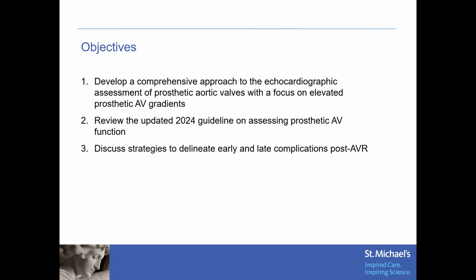So really the objectives that we're going to try to cover is, at the end of the talk, to develop a comprehensive approach to the echocardiographic assessment of prosthetic aortic valves, particularly focusing on elevated gradients rather than regurgitation, because regurgitation is a complex topic on its own. We'll review the updated guideline, and we'll also discuss some strategies to help figure out what sort of complications might be occurring to the patient and how to assess for those.